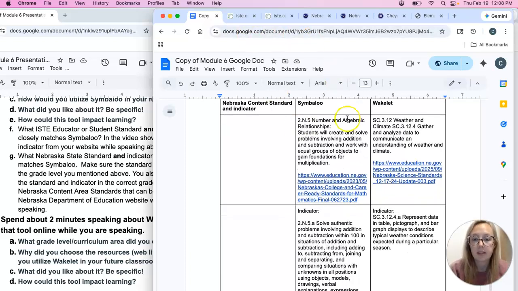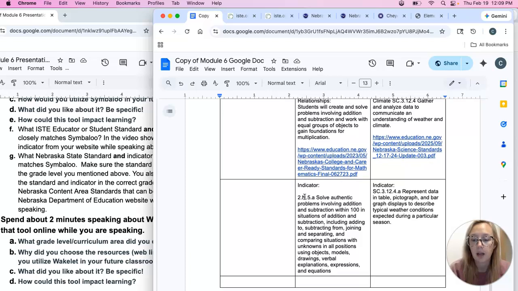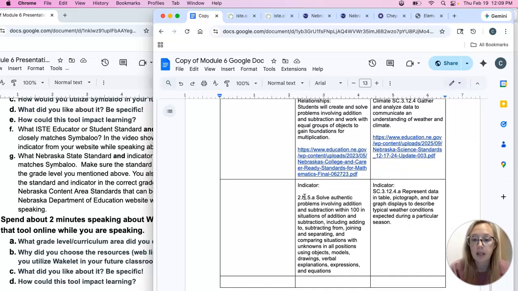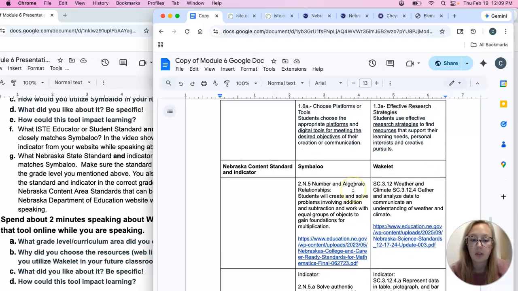And then the Nebraska standard that I used is 2.0.5, numeric relationships. I referred this back to because we use a lot of math games like Reflex and Lookit and IXL for that. Solve authentic problems involving addition, subtracting within 100. So that is the one that I used for that.